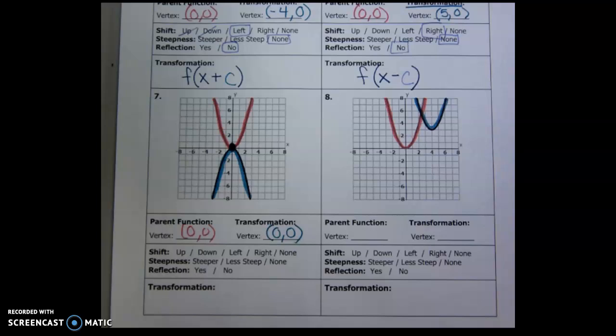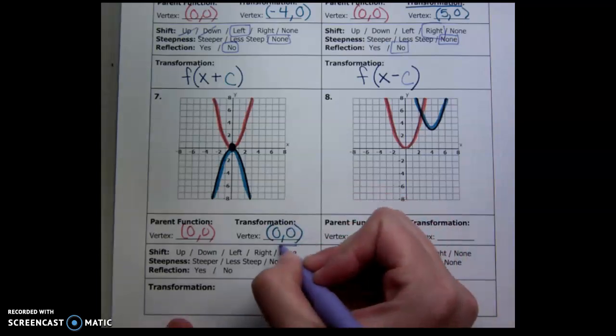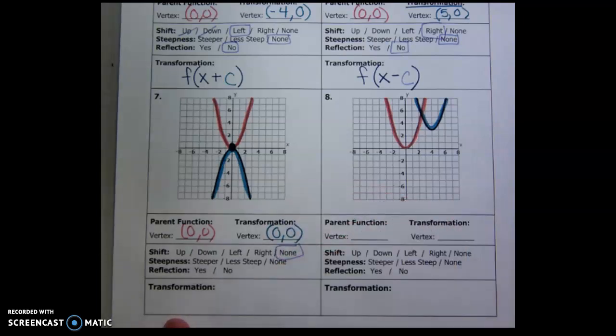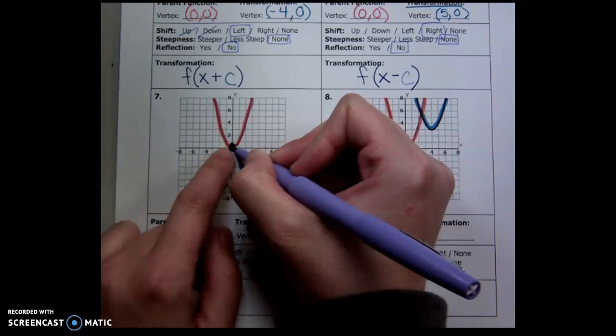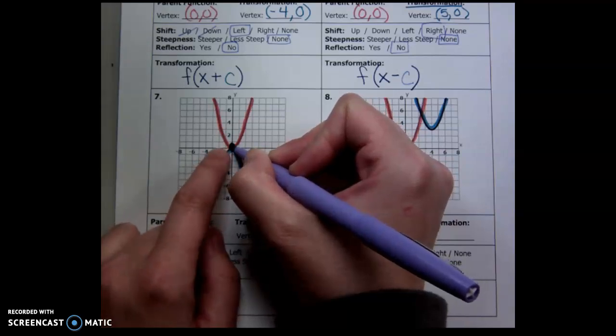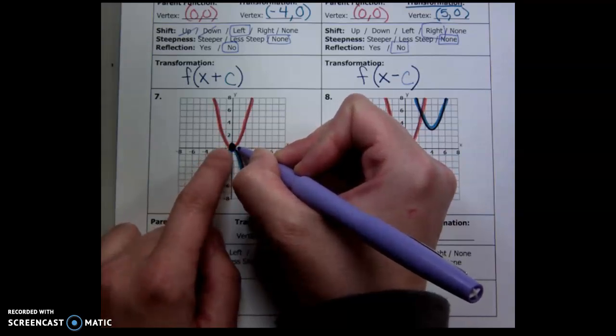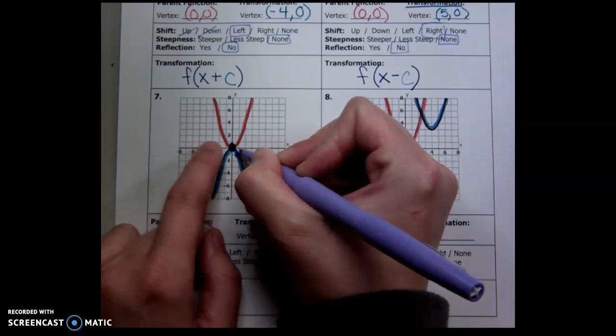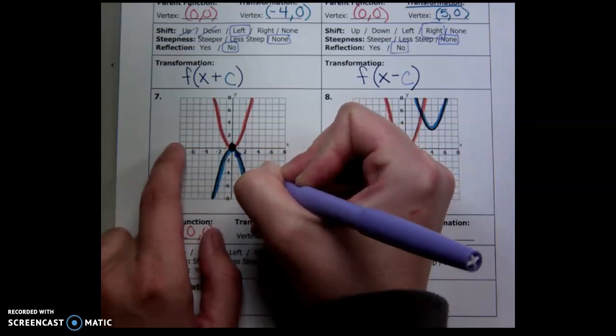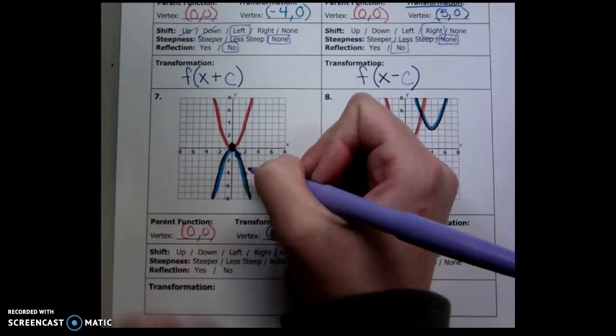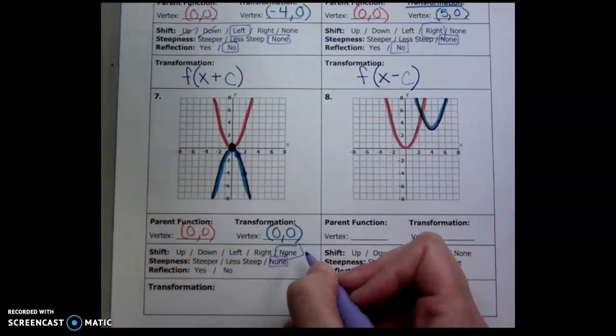Okay. Did this shift up or down? Did our vertex move? No. Did our steepness change? Alright, let's check. Here we go. This would be 1, and then -1. And then 2, and then -4. Okay, so still, it follows the same points. So steepness did not change.